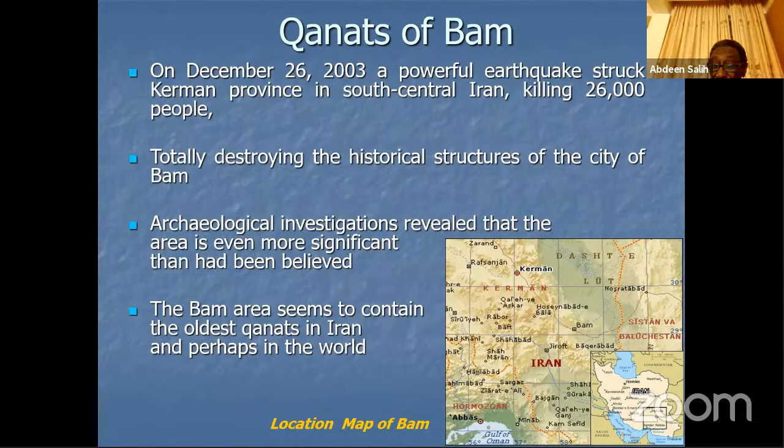The archaeological information reveals that the area is even more significant than had been thought. The Arg-e Bam is a UNESCO World Heritage site. At that time, it was on the tentative list, but they told me it was from the list, so I called the director of UNESCO immediately. The Bam area seems to contain the oldest Qanat in Iran, and perhaps the world.